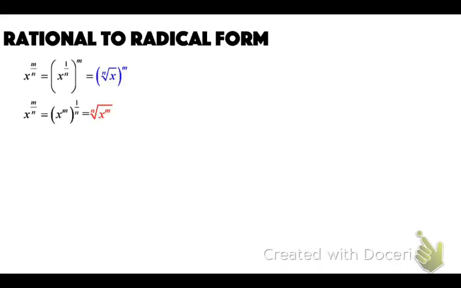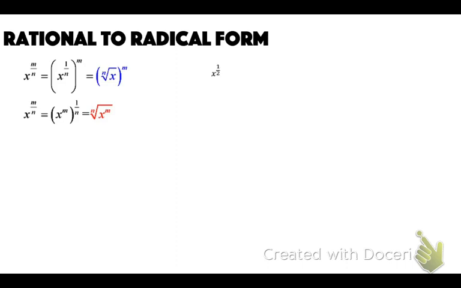Okay, radicals. Rational to radical form, you need to be able to go back and forth. This right here is called a rational exponent because rational means it's like a fraction. Notice that whatever's in the denominator goes outside, whatever's in the numerator goes up top. And these two are the exact same thing. They're just different ways of writing the same exact thing. So just remember, bottom goes in the V, and the top goes on the outside.